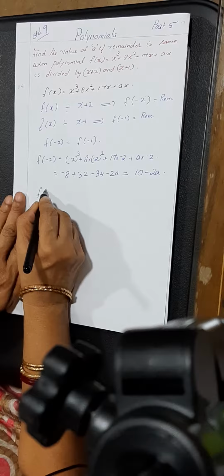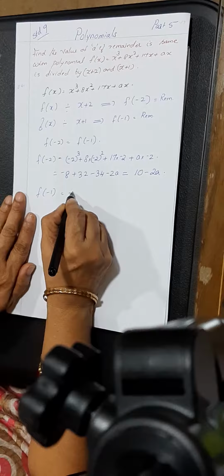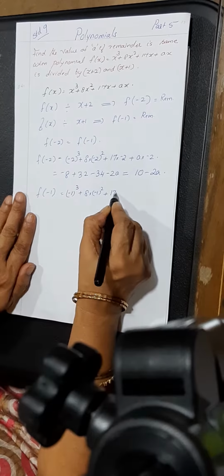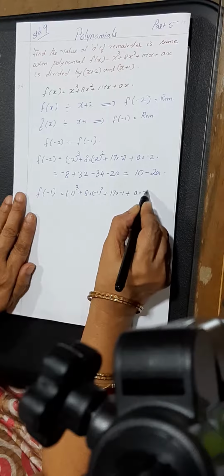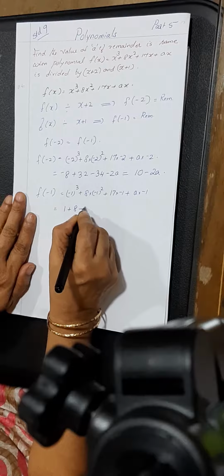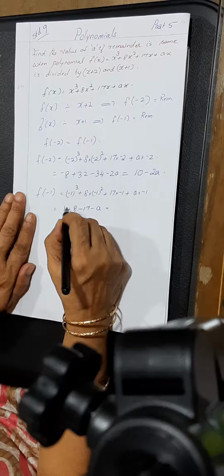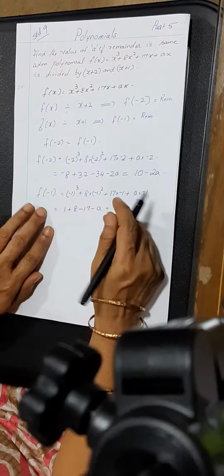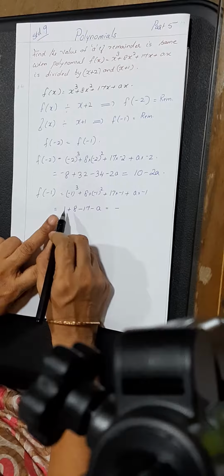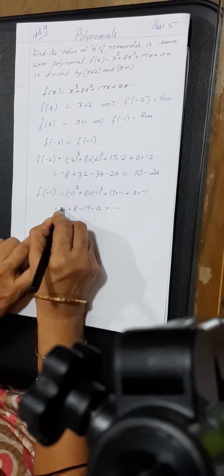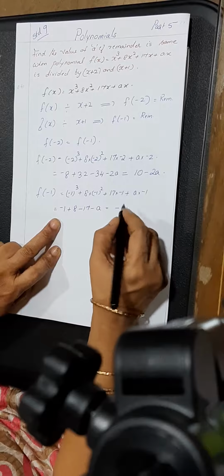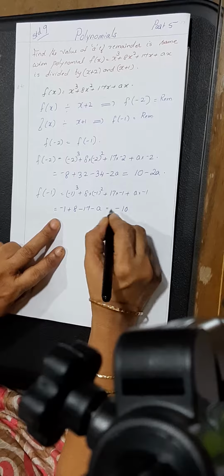Now, we will find f of minus 1, again substituting x is equal to minus 1: minus 1 the whole cube plus 8 into minus 1 the whole squared plus 17 into minus 1 plus a into minus 1. So, we get this as minus 1 plus 8 minus 17 minus a. Minus 1 the whole cube is minus 1. So, 7, so 7 minus 17 is minus 10, minus a.